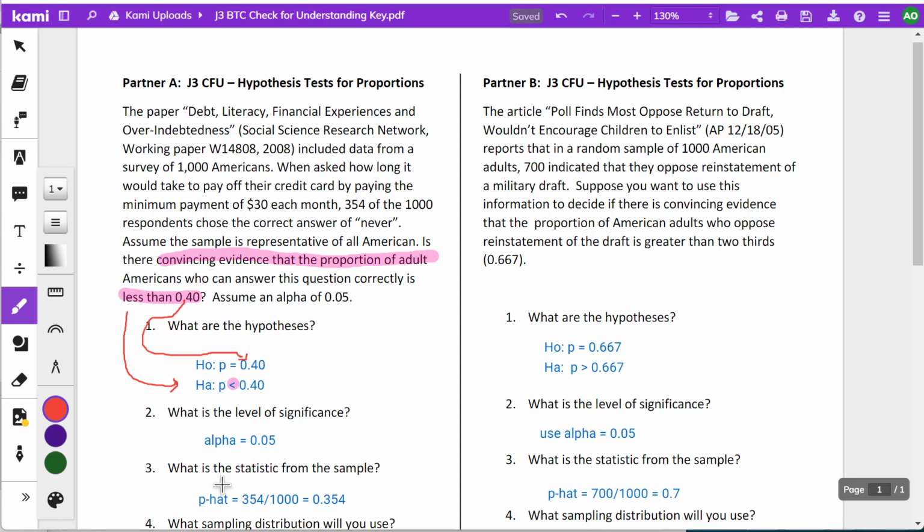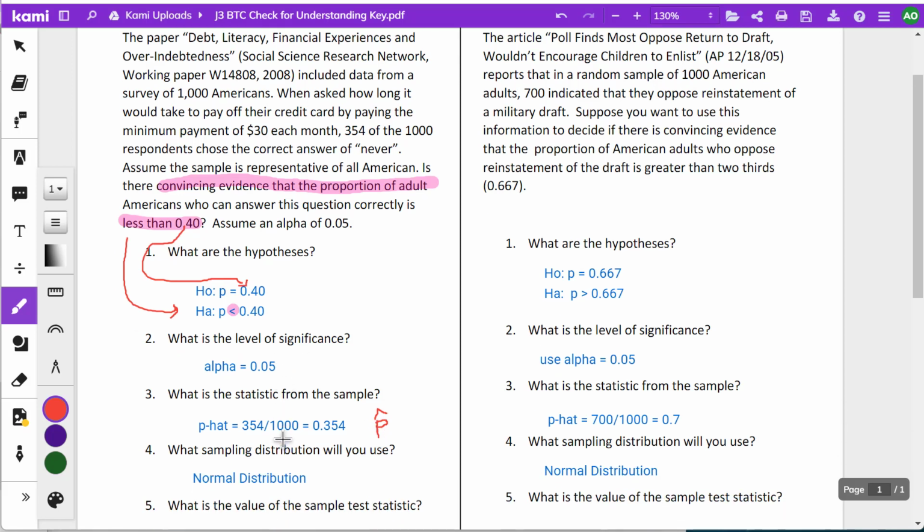And what is the statistic from the sample? It's p hat. So that's P, and then you put a little hat on it. I saw some people writing a 0 on this. I'm like, that's not a 0, that's a P.